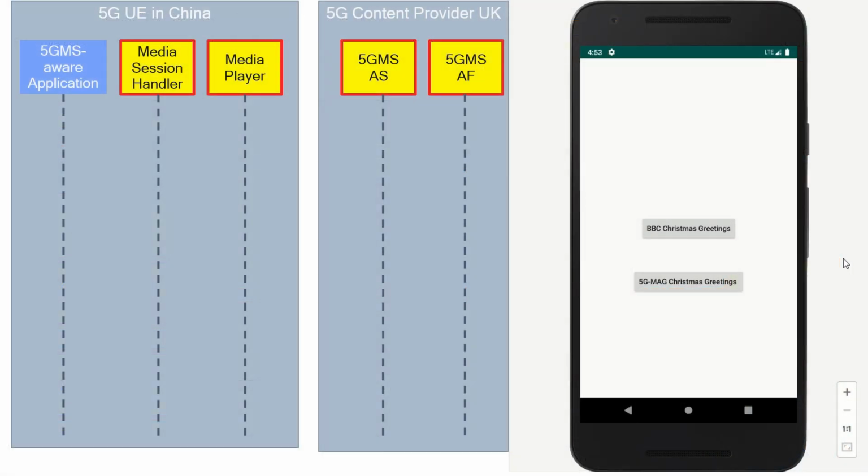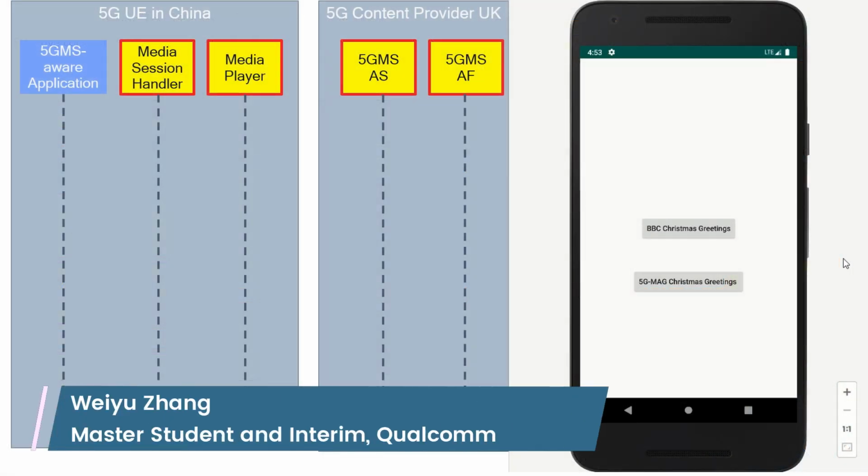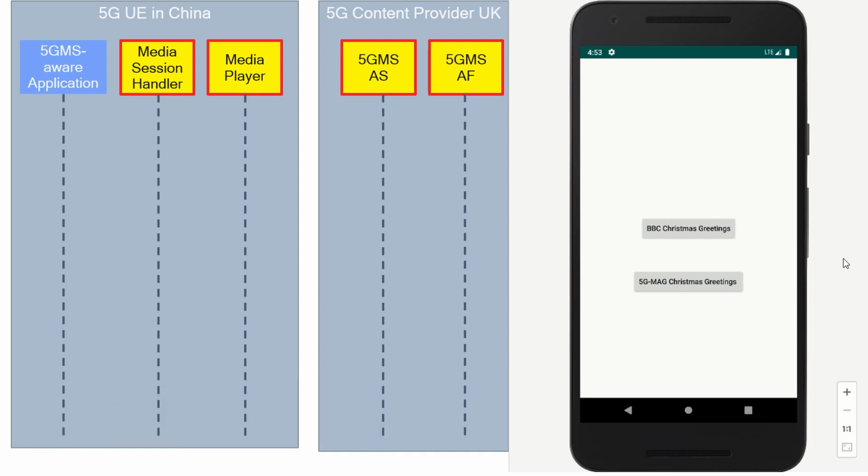Hello, this is Wei Yu from Qualcomm China. I'll explain the first handshake we did just a few days ago with the BBC 5G-MS network components you saw earlier. We implemented the initial functions of media session handler and media player. Here's our test app. Let us check the BBC Christmas greetings.